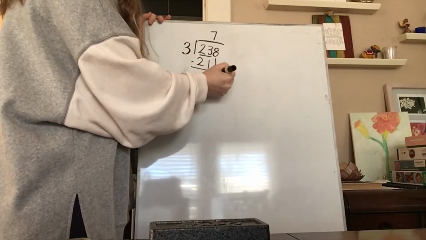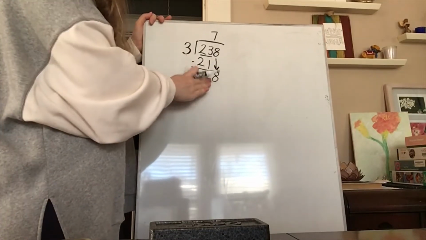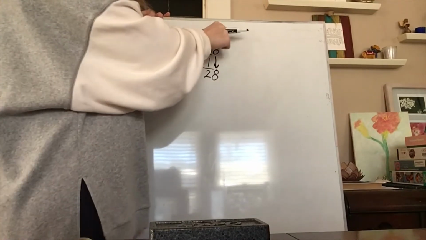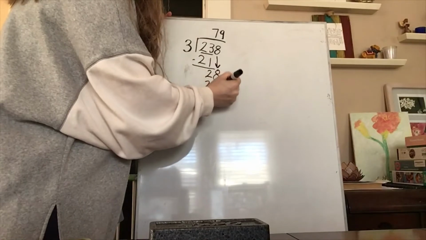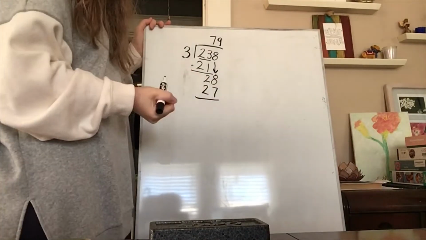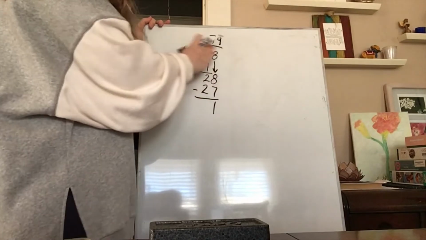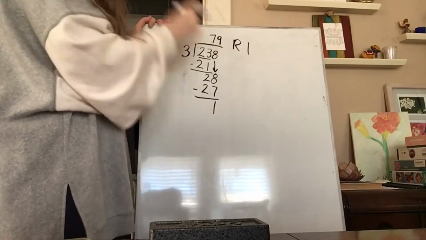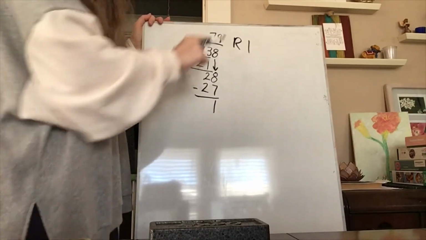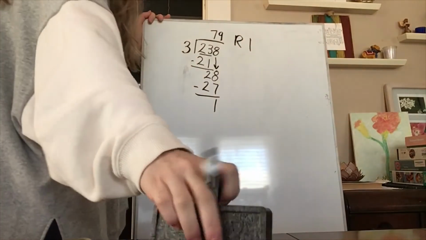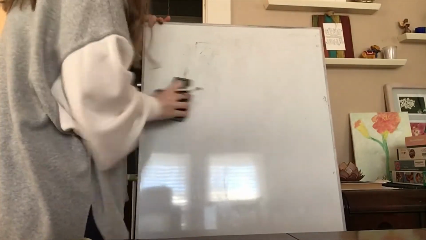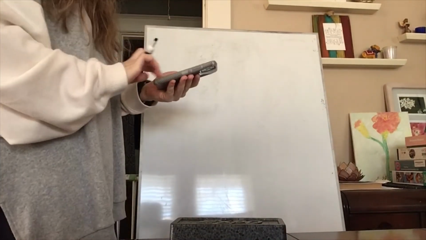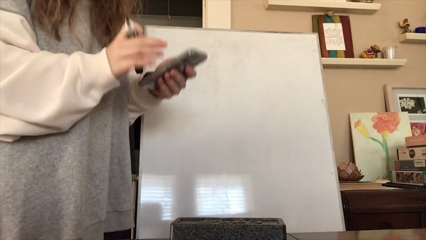We bring down the next digit in the dividend, which is 8. Now we have 28. 3 goes into 28 9 times. 9 times 3 is 27. 28 minus 27 is 1. We have nothing else to bring down. 1 is less than our divisor of 3, so that means our answer is 79, remainder 1. So we skipped that 0. However, in the problems we're going to look at today, this is not working well. In the problems we're going to look at today, the 0 is going to come somewhere else in the dividend.